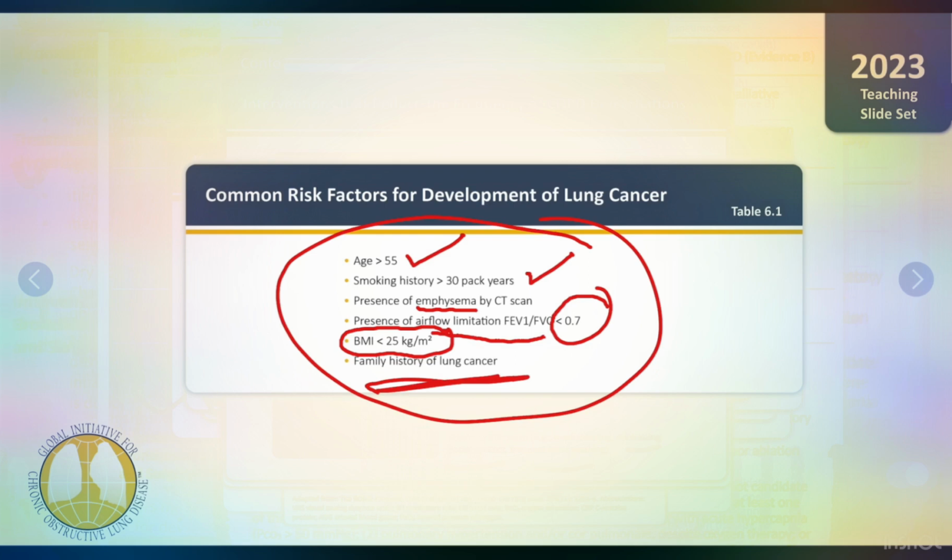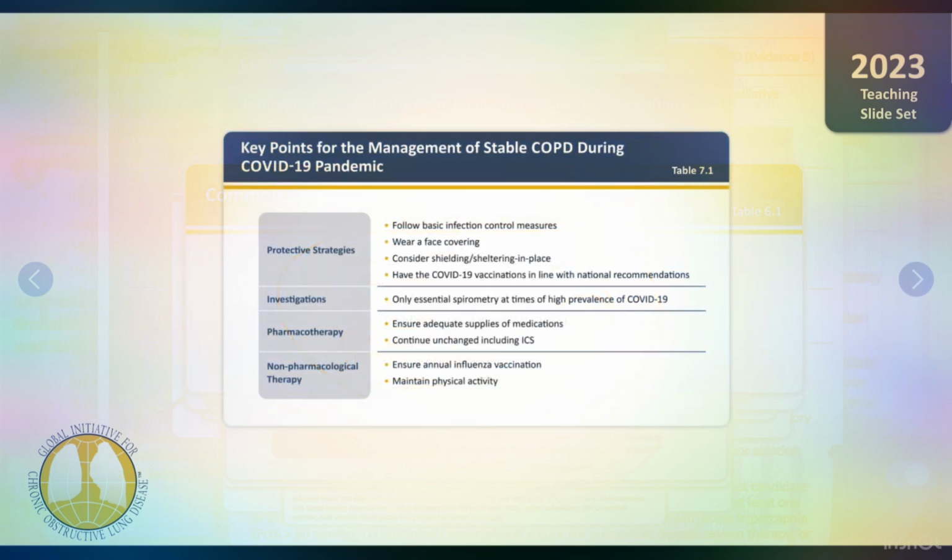Means age more than 55, smoking history more than 30 pack-years, presence of emphysema by CT scan, presence of airflow limitation, meaning ratio less than 0.7, BMI less than 25, and family history of lung cancer is there.